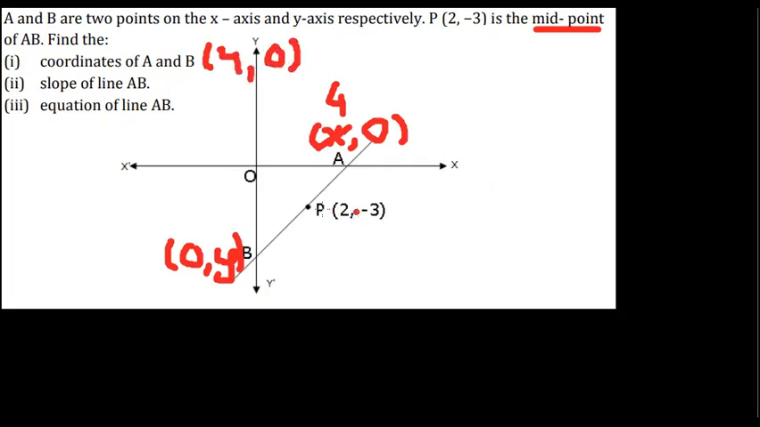And similarly, we can use the information that the y coordinate of P is negative 3. So again, the way to find the midpoint, the y coordinate of the midpoint is you take the average of the y coordinates. So the y coordinate here is 0, but the y coordinate here is y. And if the average comes out to be minus 3, then again, pure simple algebra shows you that this y value should be negative 6. So the coordinates of point B are (0, -6).